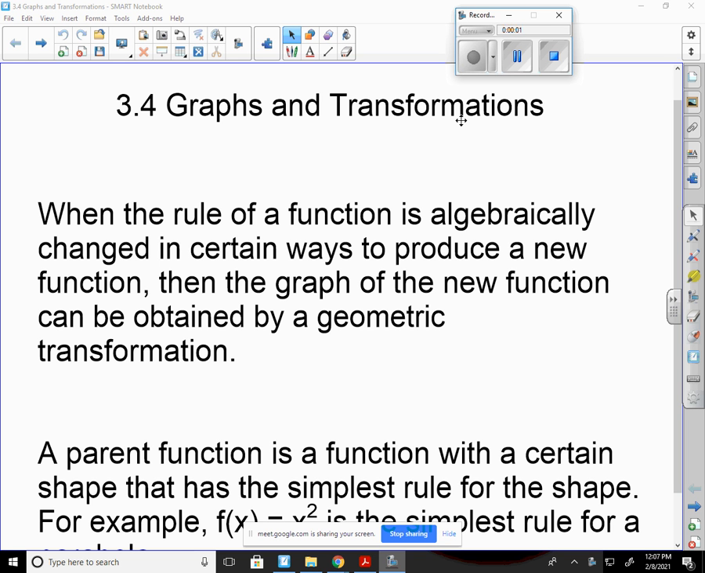All right, 3.4, graphs and transformations. When the rule of a function is algebraically changed in certain ways to produce a new function, then the graph of the new function can be obtained by a geometric transformation.